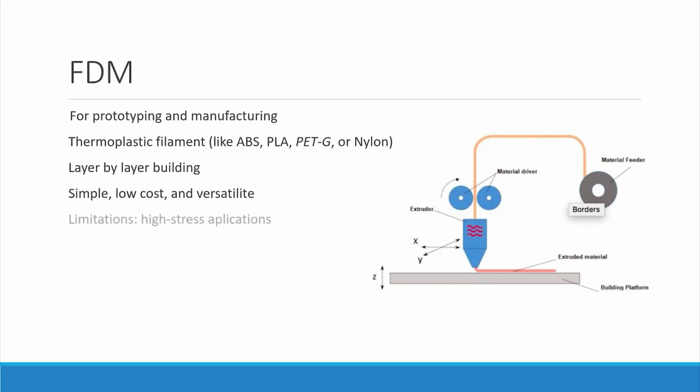But this process has some limitations in high stress applications. Filament orientation and raster angle have a big influence on mechanical properties of FDM manufactured parts, so engineers must pay attention. And hopefully, the future is bright, because right now there are new advanced printers which can print long carbon fiber filament.